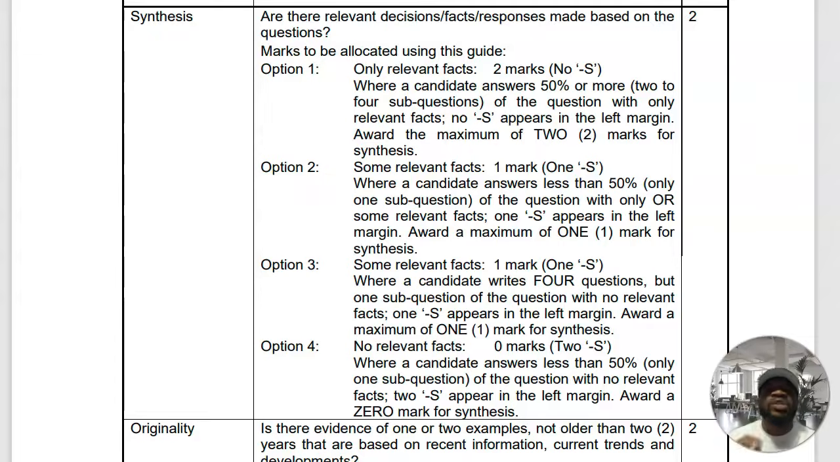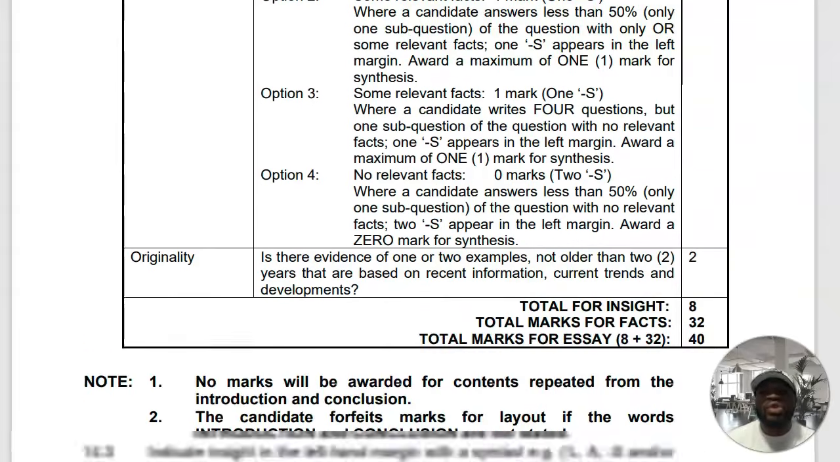As long as what you have said in your essay is relevant, even if it may not be correct, as long as it is relevant to the topic, you are not going to lose these marks. So synthesis marks, they are in the bag. You will not lose them unless you have gone off topic totally.